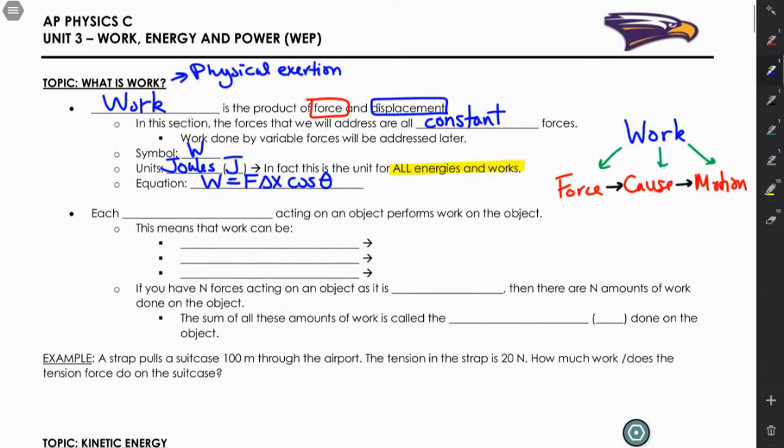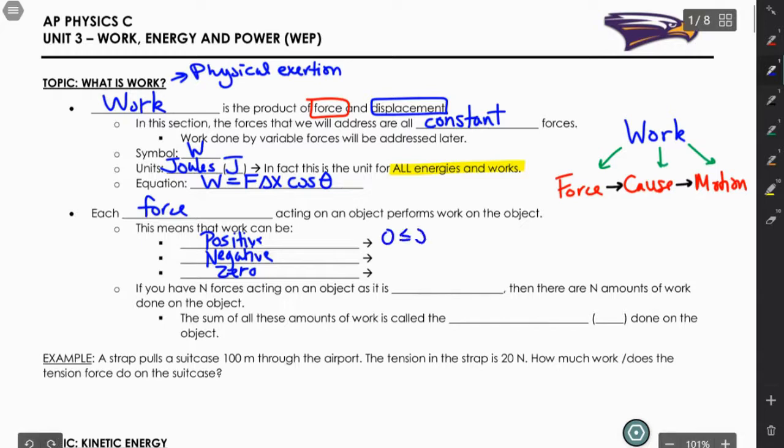Now, any force that acts on the object, that is trying to do something to the object, will perform work on the object. What that means is that work can be one of three things. It can be positive, it can be negative, or it can be zero. The positive and negative cases will play into that cosine theta portion. In fact, for AP Physics C, work is what we call a dot product, and we'll talk about that in a second.